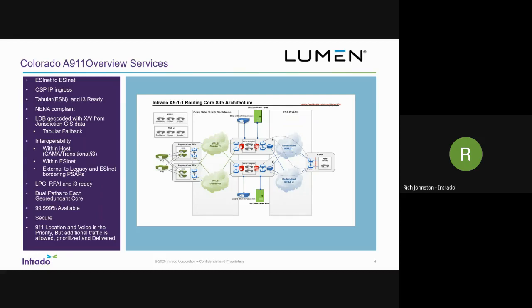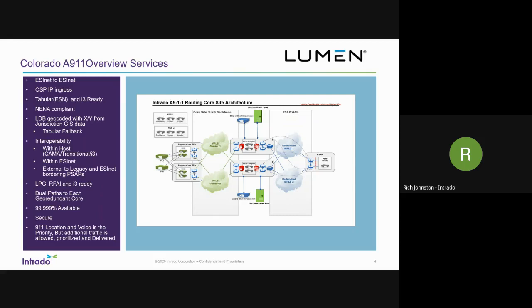So in today's infrastructure, we do have ESInet to ESInet connectivity, whether that's on our Lumen system or on somebody else's system. For example, Utah is part of that. Utah system in turn-up will get connectivity between our two systems to be able to transfer calls over to their ESInet. The OSP IP ingress, we're trying to drive this hard now.